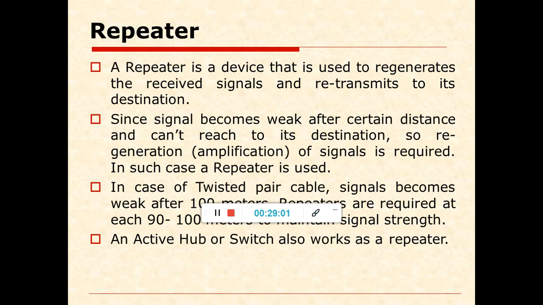And next one is a repeater. We will see only the definition in this slide. What is a repeater? A repeater is a device that is used to regenerate the received signals and retransmit them to their destination. It is a networking device used to strengthen your signal or regenerate the signal. Suppose the signal strength is low, the repeater will regenerate that signal by strengthening it for sending from sender to receiver. This is the function of repeater.